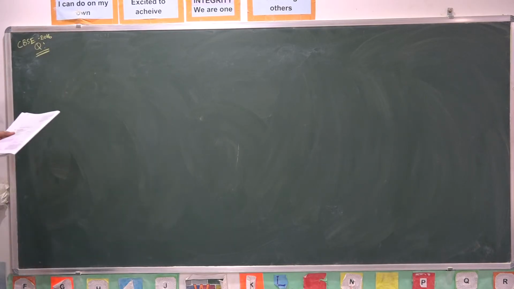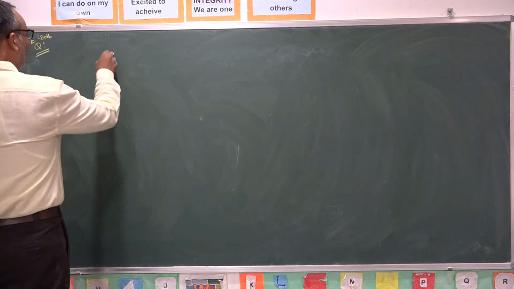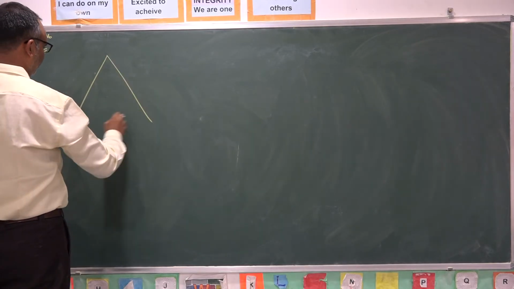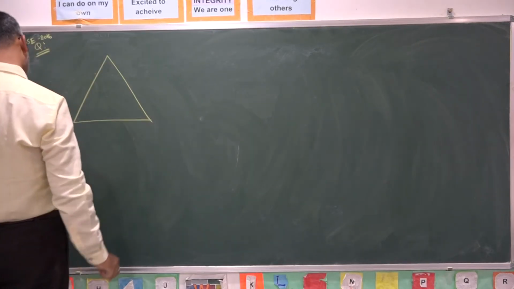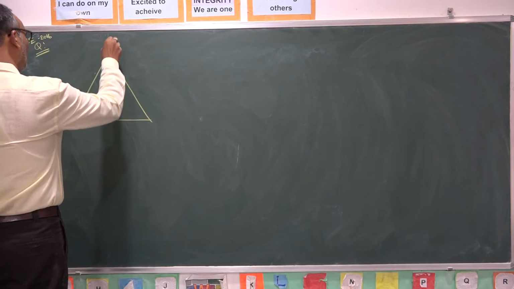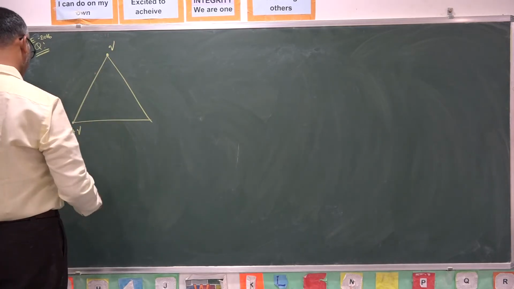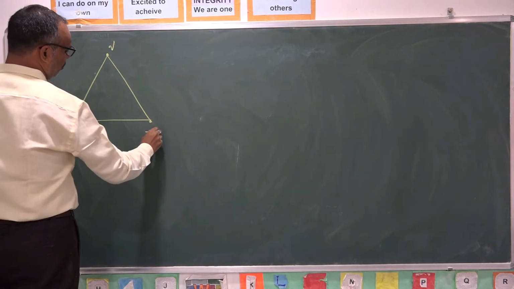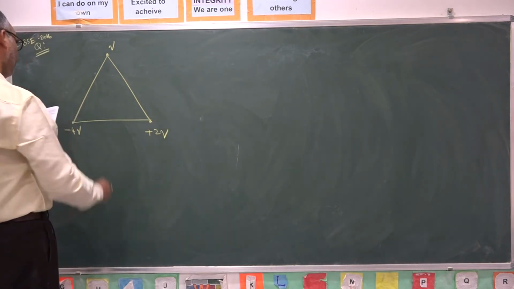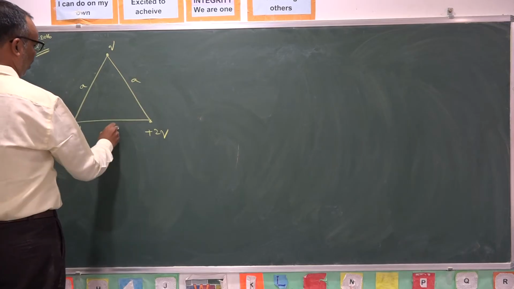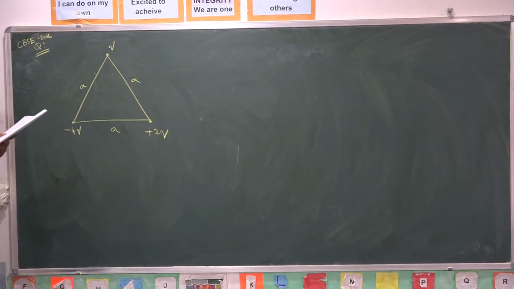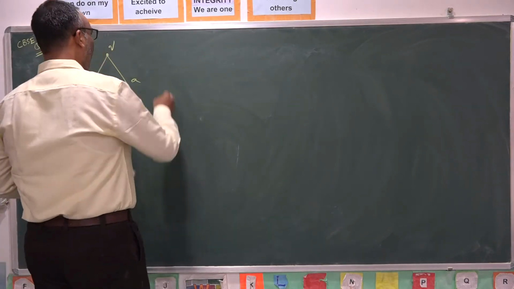In this, they gave a system of charges. The 3 charges separated here are Q, minus 4Q, plus 2Q. Obtain the expression for work done.